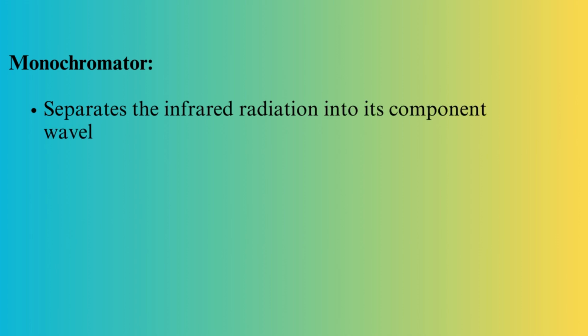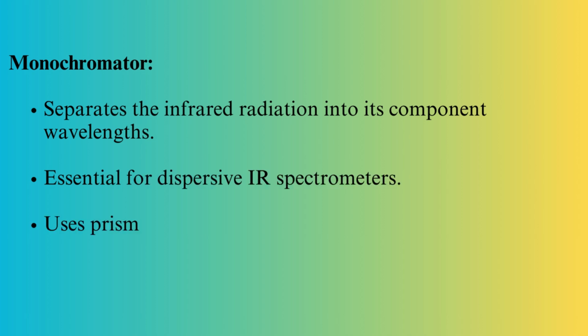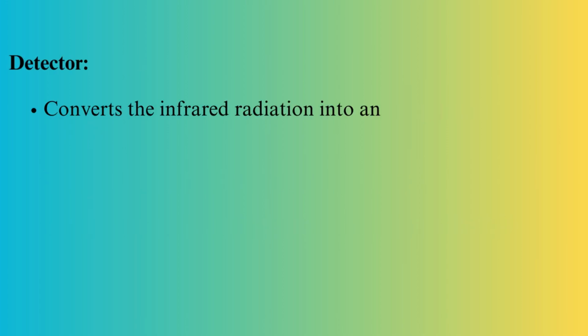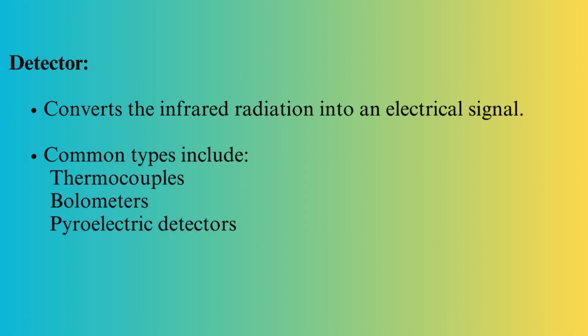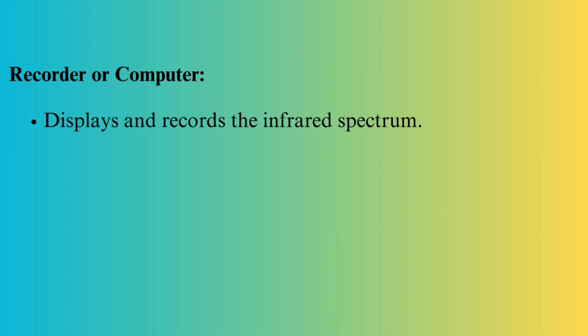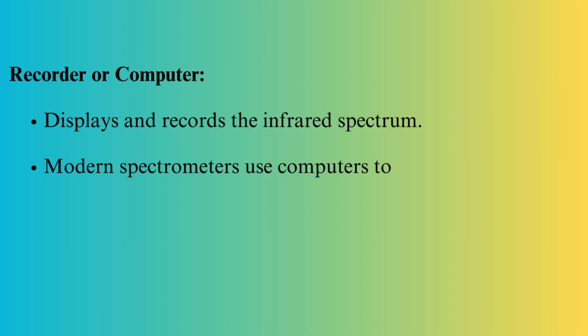Gas cells. Monochromator: separates the infrared radiation into its component wavelengths. Essential for dispersive IR spectrometers. Uses prisms or diffraction gratings to disperse the light. Detector: converts the infrared radiation into an electrical signal. Common types include thermocouples, bolometers, pyroelectric detectors. Recorder or computer: displays and records the infrared spectrum. Modern spectrometers use computers to process and analyze the data.